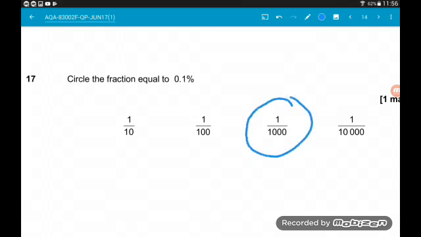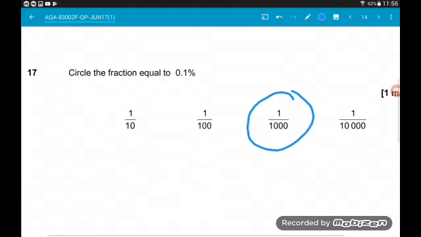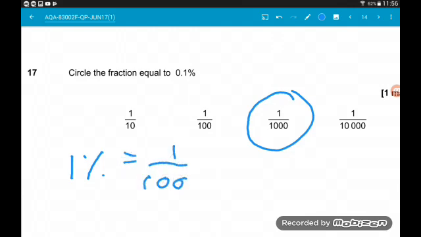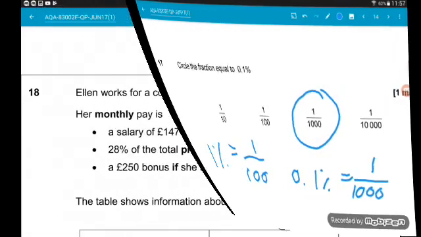1/1000. Let's just talk about doing it without a calculator though. So 1%, remember percent is saying 1 for every 100 or 1/100th. So 1% is 1/100. 0.1% is 10 times smaller. So that's going to be 1/1000 because 1000 is 10 times bigger than 100.